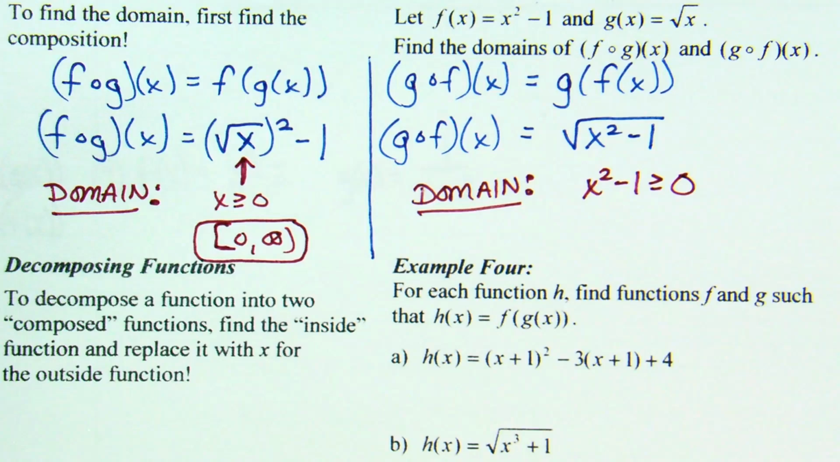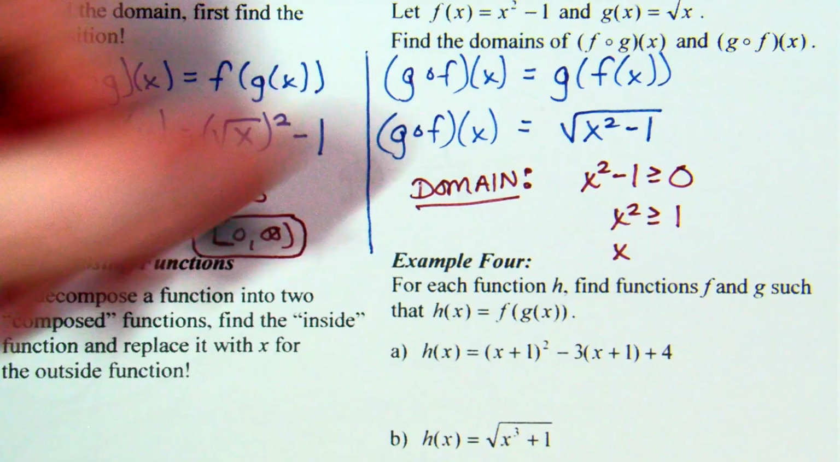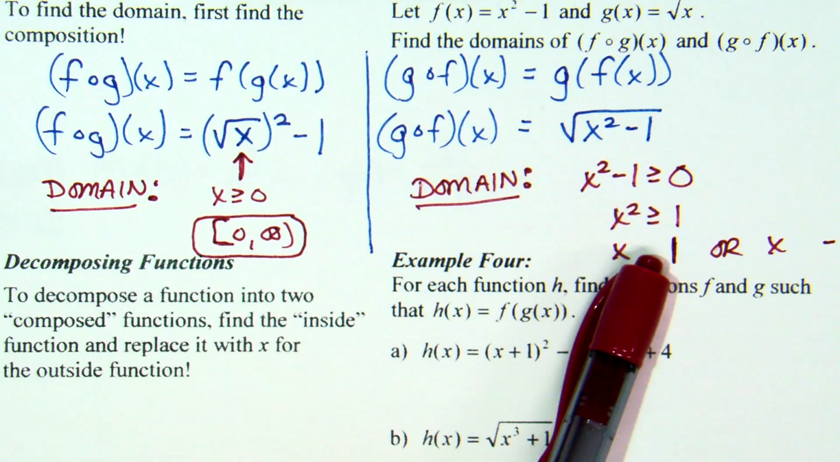If we actually solve this, and I wanted to talk about it because I feel like it'll help you see it, x squared minus 1, we would add 1. So x squared greater than or equal to 1. Officially, if it was just an equation, you would take the square root. Now, here's the catch. The square root of x squared is x. The square root of 1 is 1 and negative 1. So it'd be x and 1 or x and negative 1.